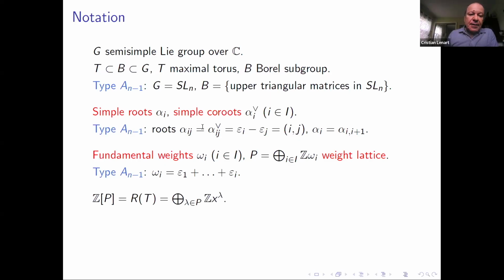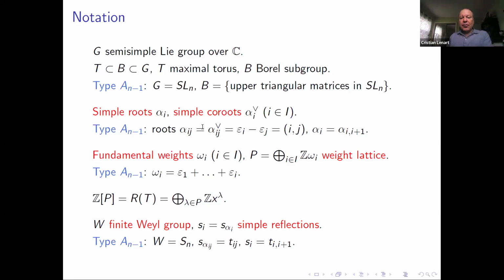Then we consider the group algebra of the weight lattice, which is the representation ring of the torus, and it's the Z-span of the formal exponentials x^lambda, for weights lambda. And W is the finite Weyl group, with s_i the simple reflections. In type A, it's the symmetric group, the reflections are transpositions, and the simple reflections are adjacent transpositions.